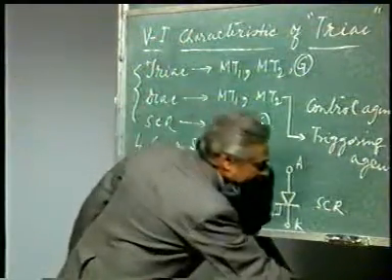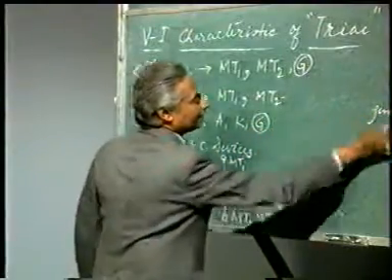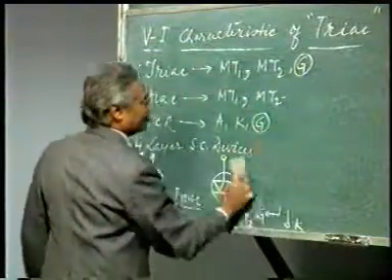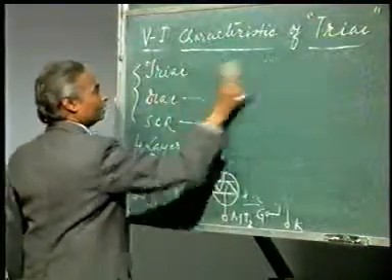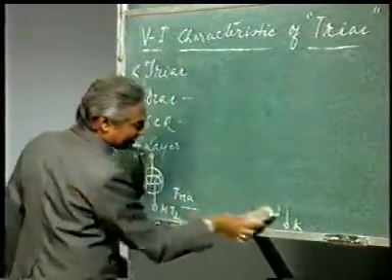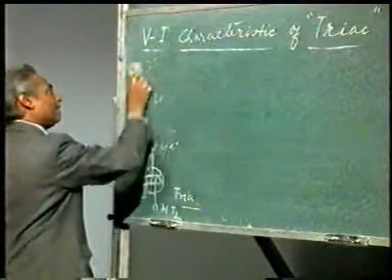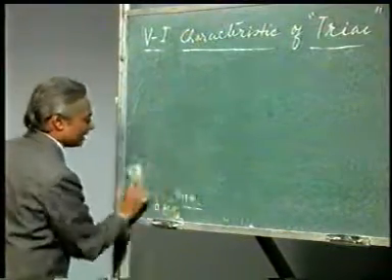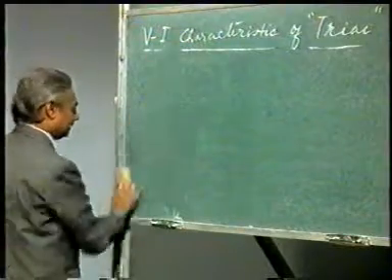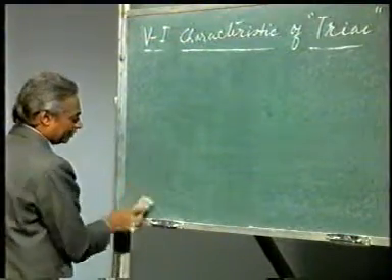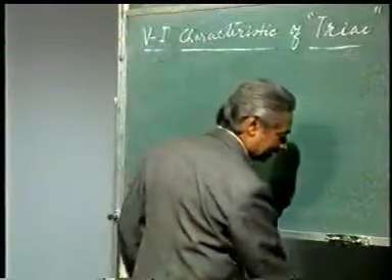Let us try to understand the layer diagram of a TRIAC. You remember, the layer diagram is very, very important because it tells you in detail the construction of any device. And you will find here that the TRIAC is also a 4-layer semiconductor device. Let me draw the diagram for you. The diagram will look like this.